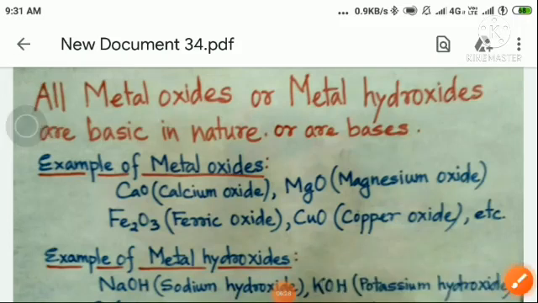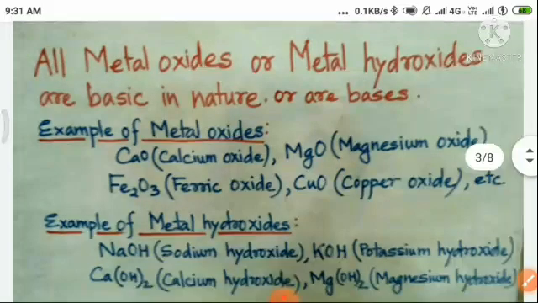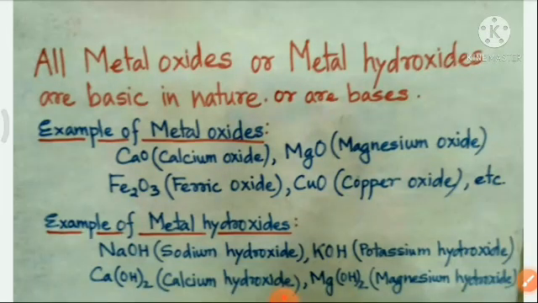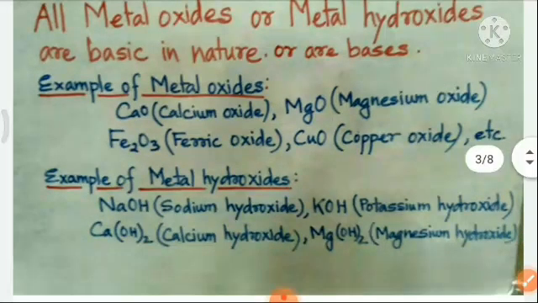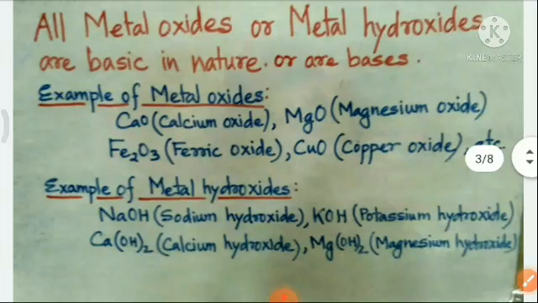So yes, all metal oxides or metal hydroxides are basic in nature, or are called bases. Now, what are examples of metal oxides and metal hydroxides? Generally, what are metals? Metals are calcium, sodium, potassium, iron, copper, aluminum. All these are metals. Most of the metal oxides are bases.